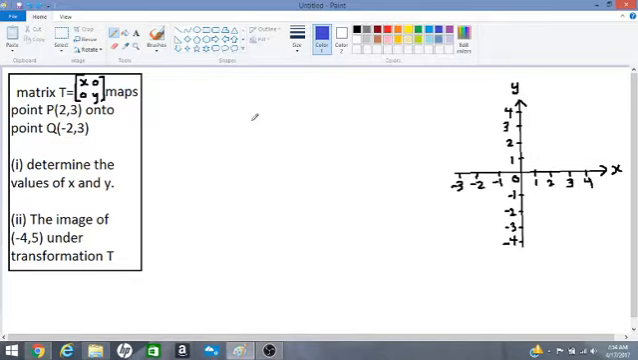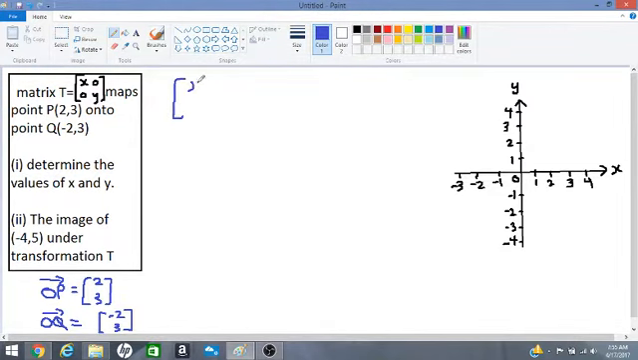the transformation T. Okay, so let us set up a matrix equation. We are using OP because we have to use matrices. We are writing P as a column matrix 2, 3, and we are writing Q as the column matrix -2, 3. So let's set up our equation.